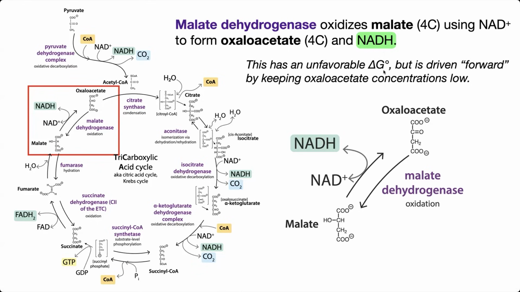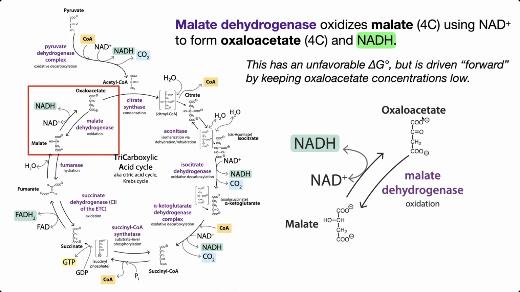This reaction actually has an unfavorable delta G naught, and so the standard free energy change, if you were to mix equal molar concentrations of malate and oxaloacetate, the drive would be much towards going and making more of the malate instead of the oxaloacetate. But by keeping the oxaloacetate levels really low in the mitochondria, the cells are able to drive this reaction in the quote-unquote forward direction. So there you go.